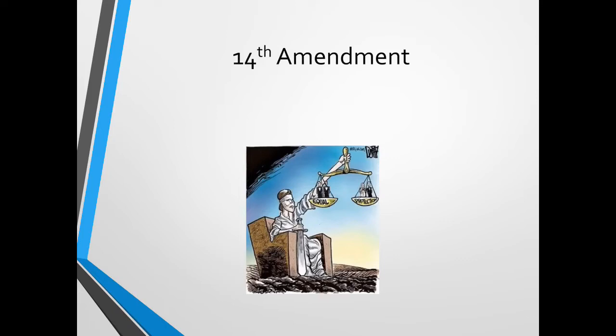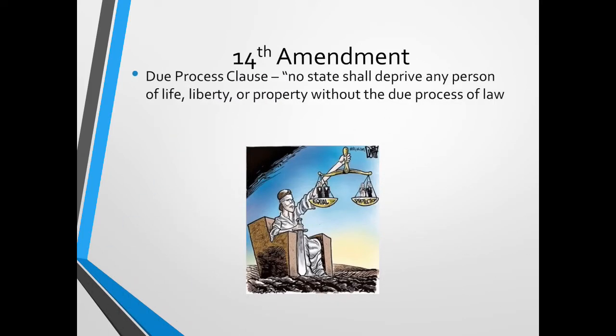The 14th Amendment. As we know through American history, not everyone was guaranteed rights, specifically African Americans and others that were at times considered second class citizens. So, to help guarantee rights for everyone, we see the 14th Amendment, which was passed after the Civil War, is designed to give everyone protection of due process. So, no state shall deprive any person of life, liberty, or property without the due process of law.